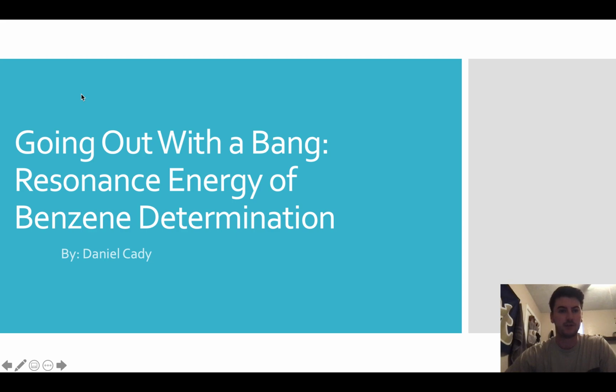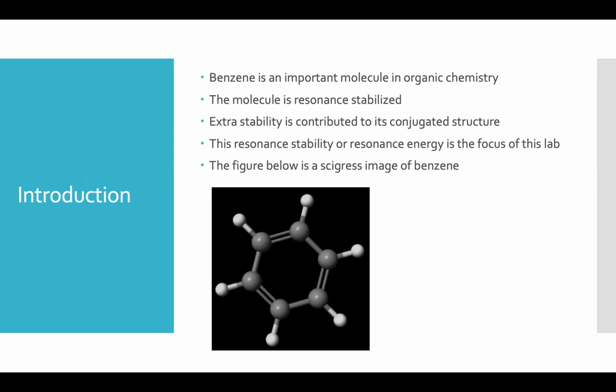Presenting here the following slideshow, titled Going Out with a Bang: Resonance Energy of Benzene Determination. This presentation focuses on the Physical Chemistry 1 lab experiment titled calorimetry, and is divided into 4 sections: the introduction, theory, results, and discussion.